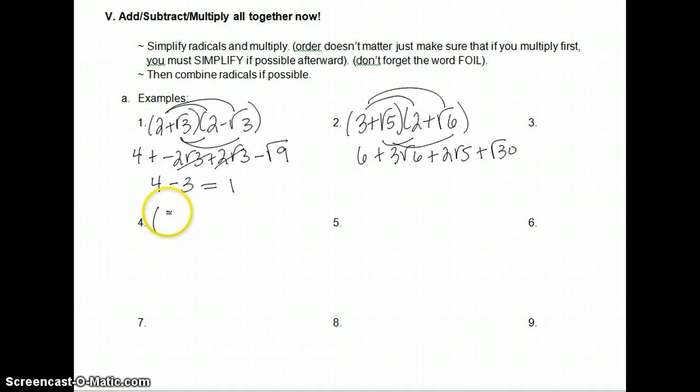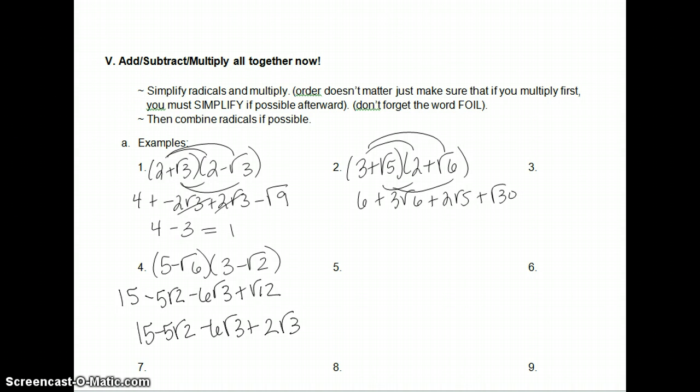Okay, here's your next example. 5 minus root 6 times 3 minus root 2. I would like you to pause this video, and I want you to try the examples on your own, and once you have shared with each other, go ahead and play the video again, and there will be answers ready to go.